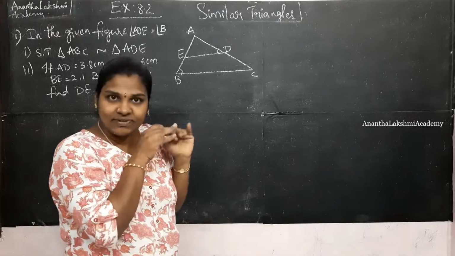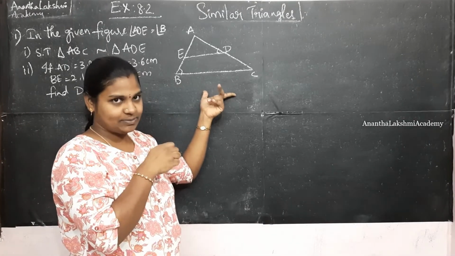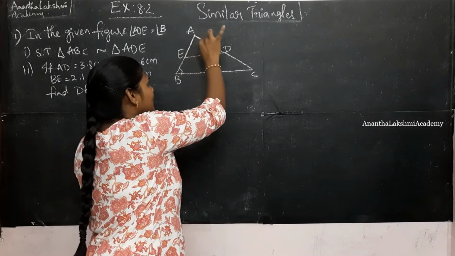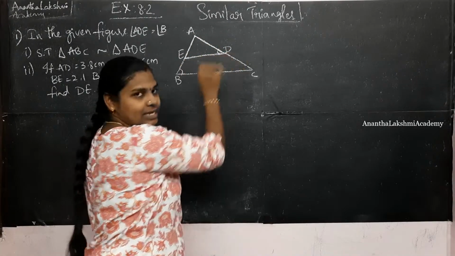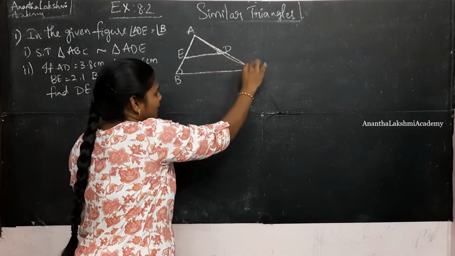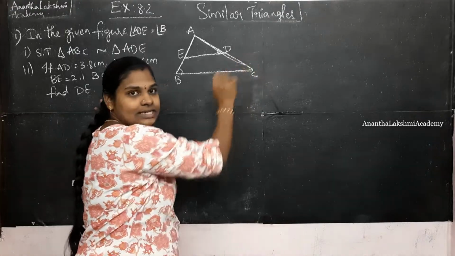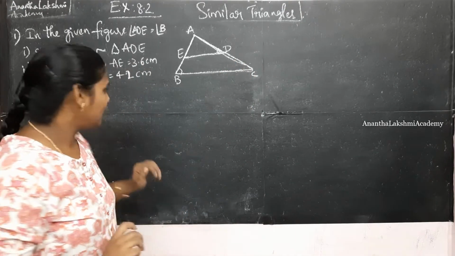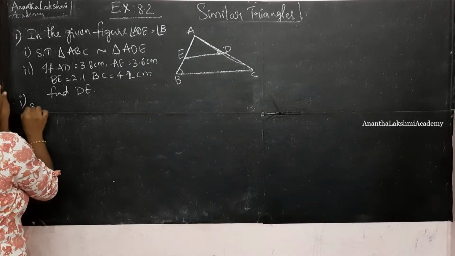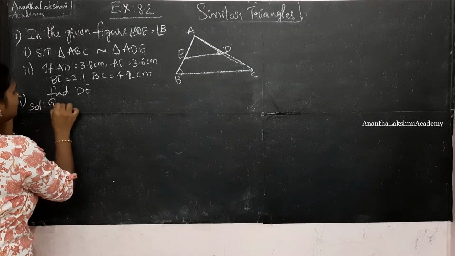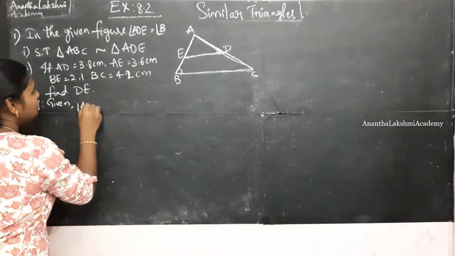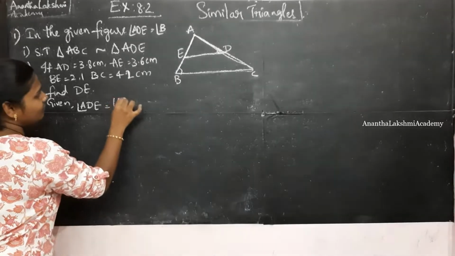So if you look at this figure, how many triangles can you see in this picture? Two triangles for sure. One is A, D, E, and the other is A, B, C. Isn't it? Two triangles we are able to see. Okay. So let's solve for the first bit. First bit, solution. What is given for us? What is given? Angle ADE is equal to angle B.